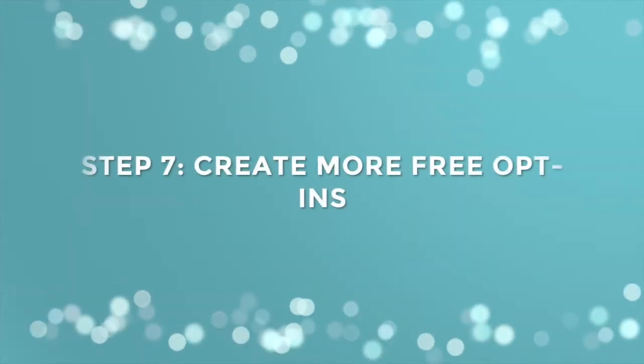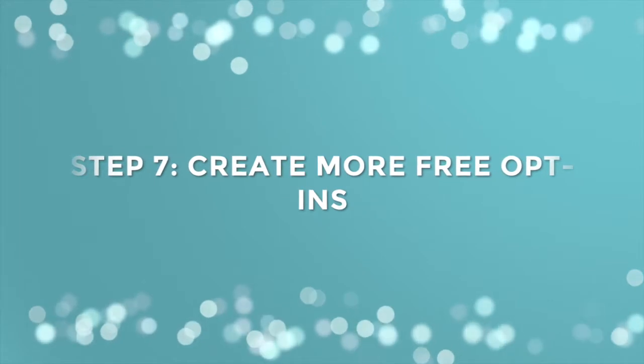Step number 7 is to create more free opt-ins. Now that you have everything set up, you can start creating more sign-up forms and more opt-ins. So keep coming up with quality freebies that your audience just can't say no to. A good place to start is to have an opt-in for every category on your blog and include it in every single blog post within that category. You'll find that some of your opt-ins will only get a few subscribers and others will get loads. Don't be afraid to experiment, just always keep your audience in mind.